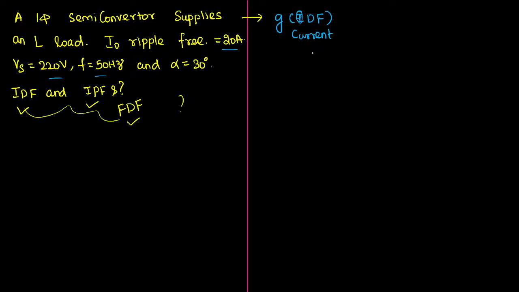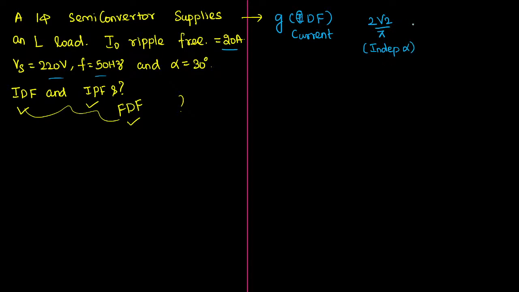So what is the expected formula for the current distortion factor? Here they ask two things. Even if we take the full bridge converter, this question will be repeated. In the full bridge converter, the current distortion factor is independent of alpha. Its value is 2 × √2/π only. I think we have already solved this question once. I don't remember, but my mind says somewhere we have solved this question. 2 × √2/π. It is independent of alpha. Do remember, full wave rectifier is independent of alpha.